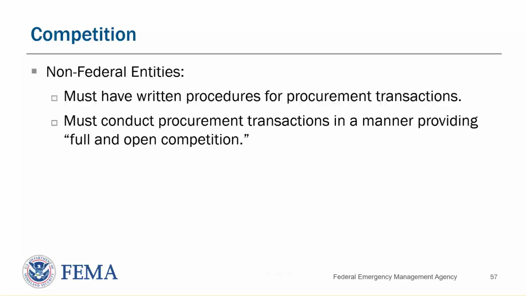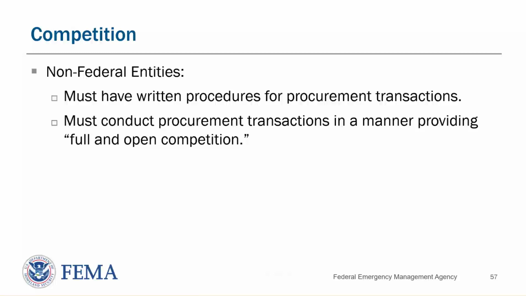So as an applicant, you must have written procedures for procurement transactions and must conduct procurement transactions in a manner providing full and open competition. So this is consistent with the standards from 2 CFR 200.319 if you're interested. And Jake posted the electronic CFR in one of the links in the chat. So if you're ever having difficulty sleeping at night, jumping in and reading some of the CFR, for that, competition is under 2 CFR 200.319.